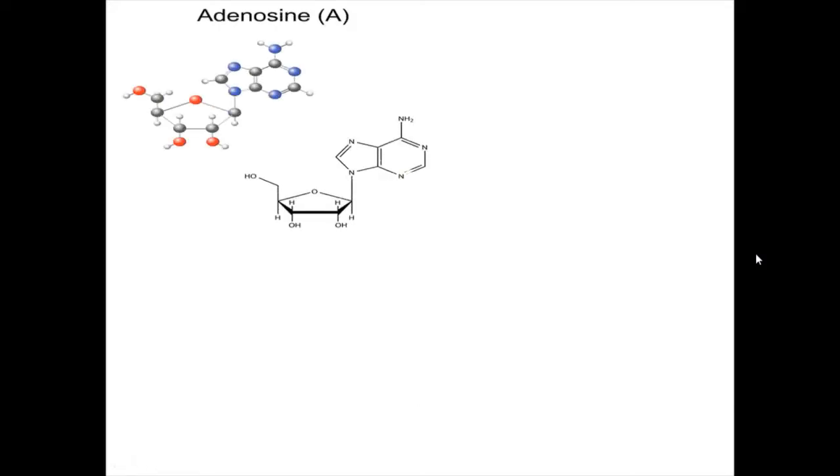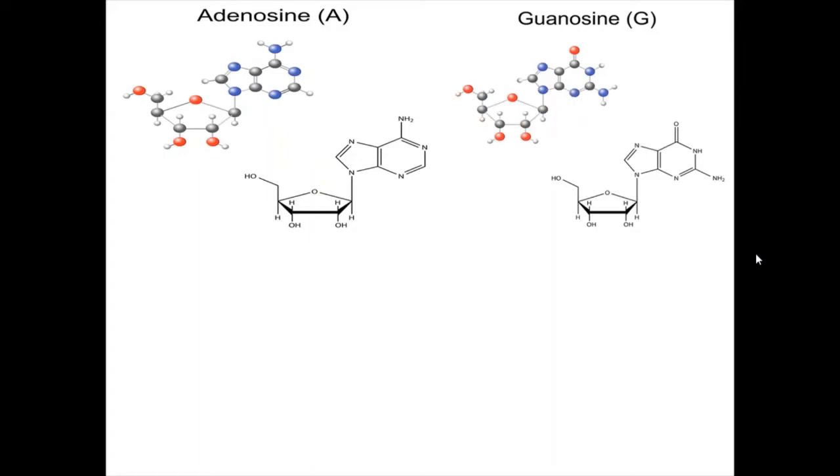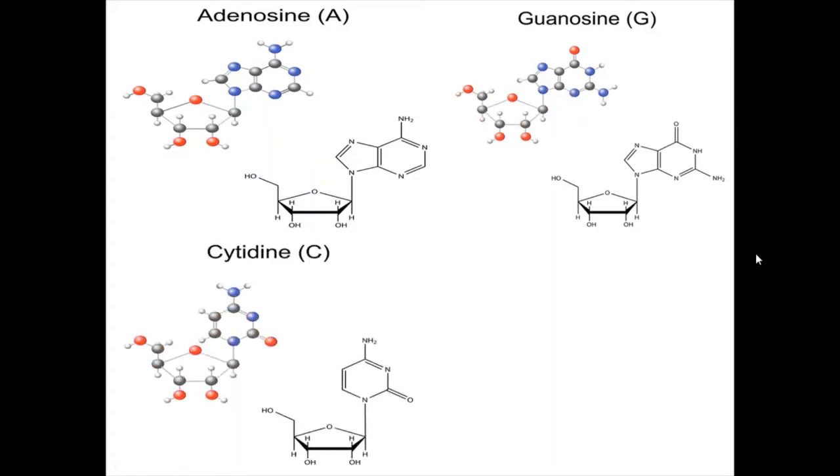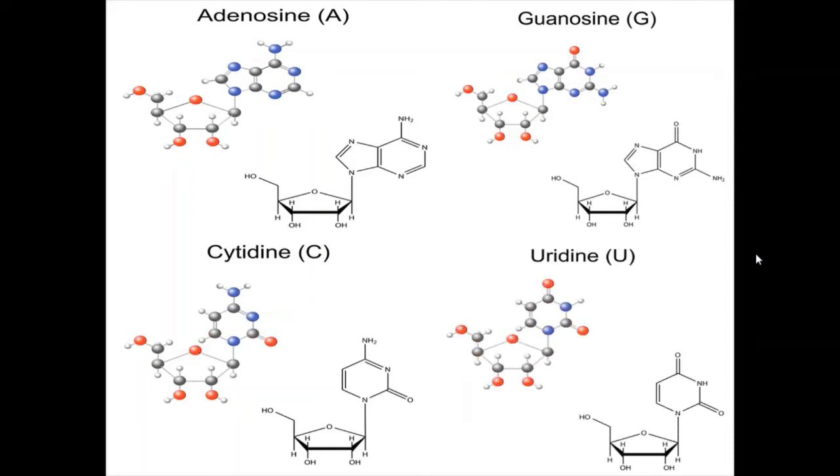The 4 types of ribonucleosides in RNA are adenosine, guanosine, cytidine, and uridine. Interestingly, thymine combines with deoxyribose only and uracil with ribose only.